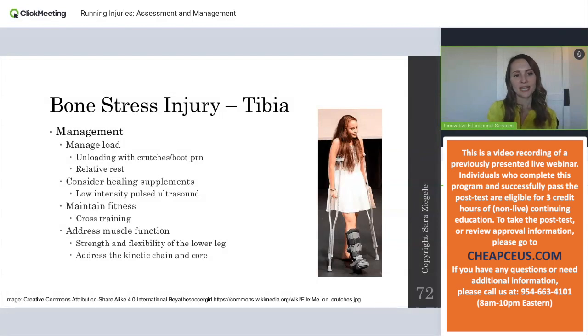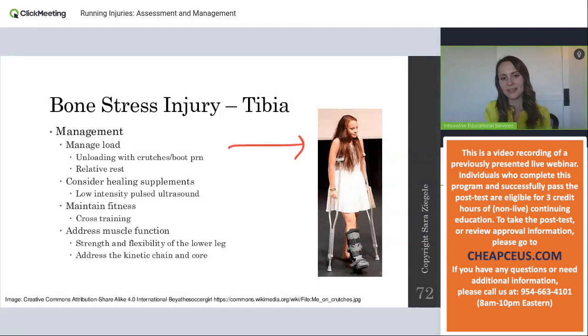When it comes to managing it, of course, the first thing we need to do is manage the load by trying to reduce the stress that's on the bone. Sometimes it's done with a boot, sometimes it's done with crutches, maybe both, similar to the picture here where they've stacked up both, and using relative rest.